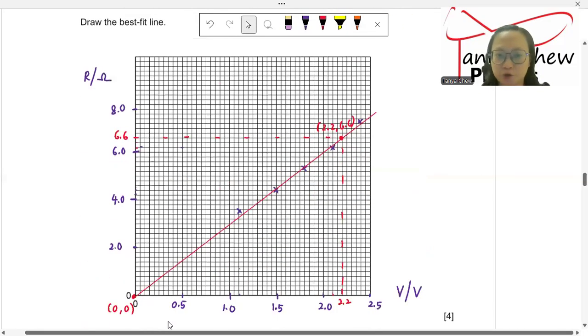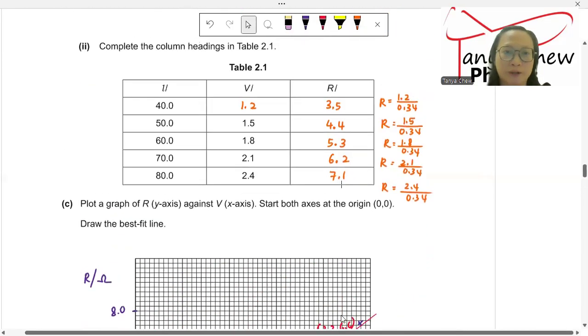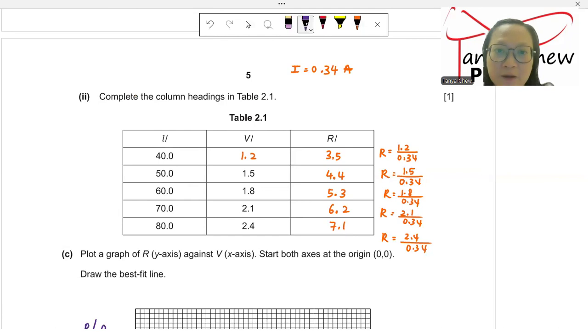So I have already drawn my best fit line here. You make sure that all the points are being plotted correctly. Oh yeah, but before that, how do I skip the second part? Complete the columns heading in table 2.1. So you have to give the unit of the physical quantities here. L is measured in cm, V is measured in volt, R is measured in ohm.